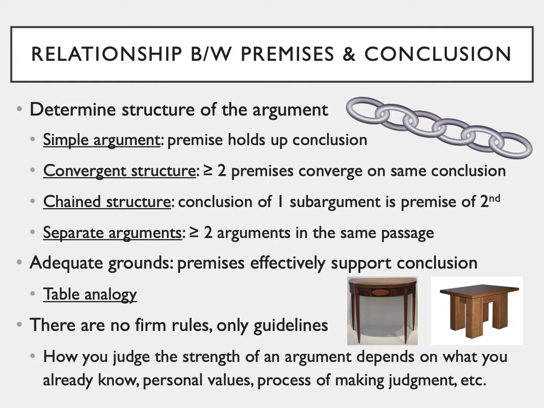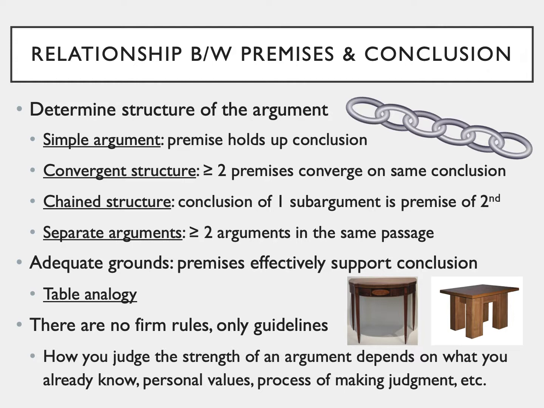One premise can be enough if it's very strong, but a single premise that is weak is unlikely to hold up a conclusion. Convergent structures are inherently strong, and that is because there are already at least 2 premises that support the conclusion. When it comes to a convergent structure, no matter how weak each additional premise may be, it adds additional strength to that conclusion. Now, back to the table analogy.